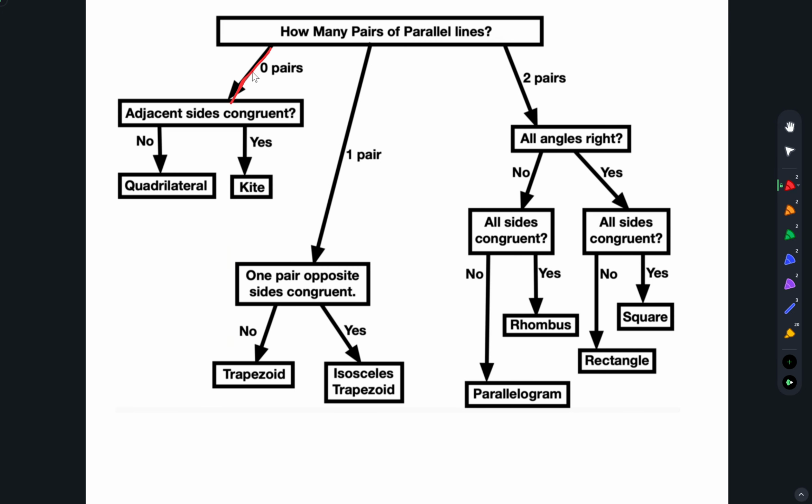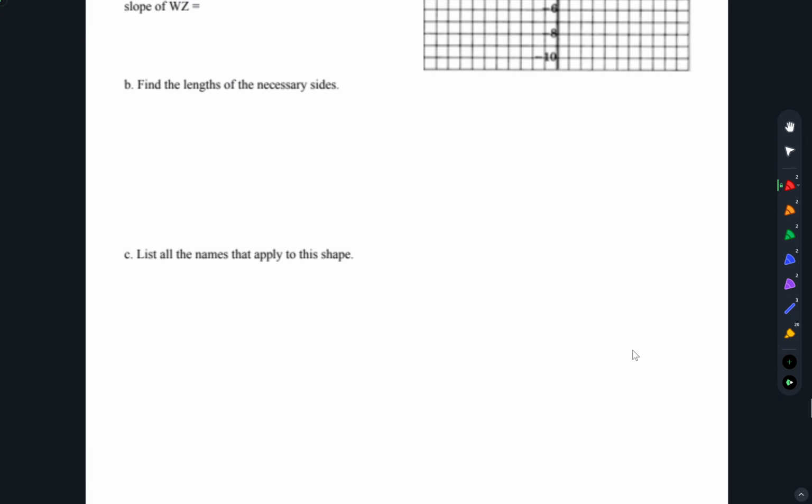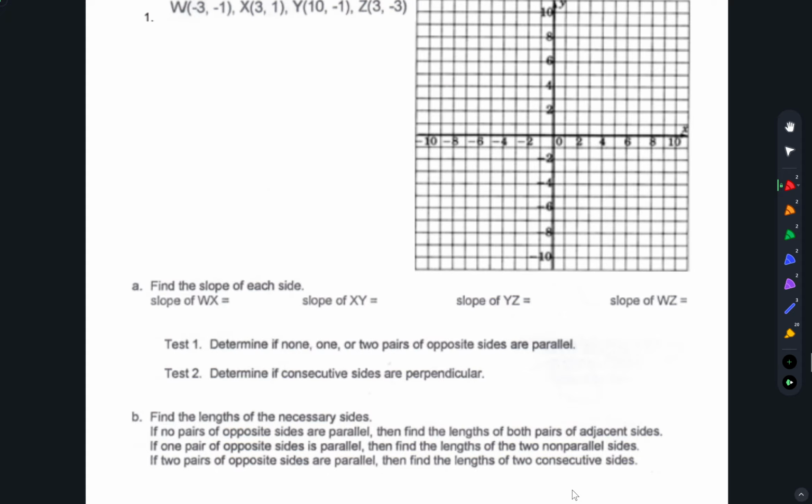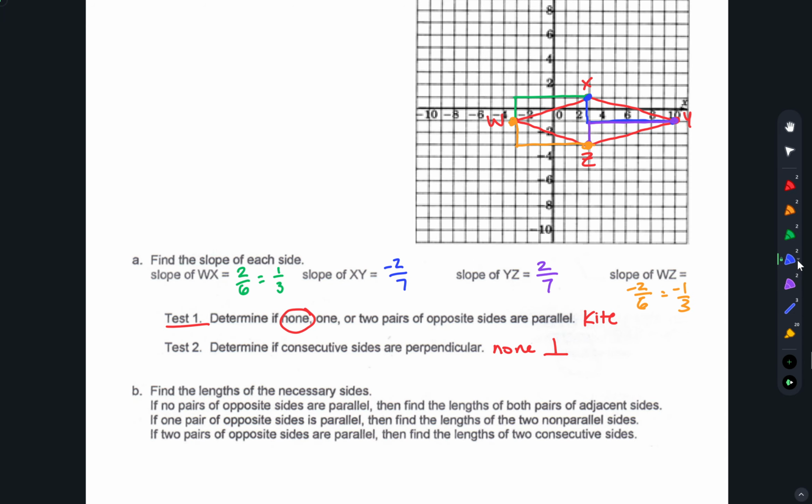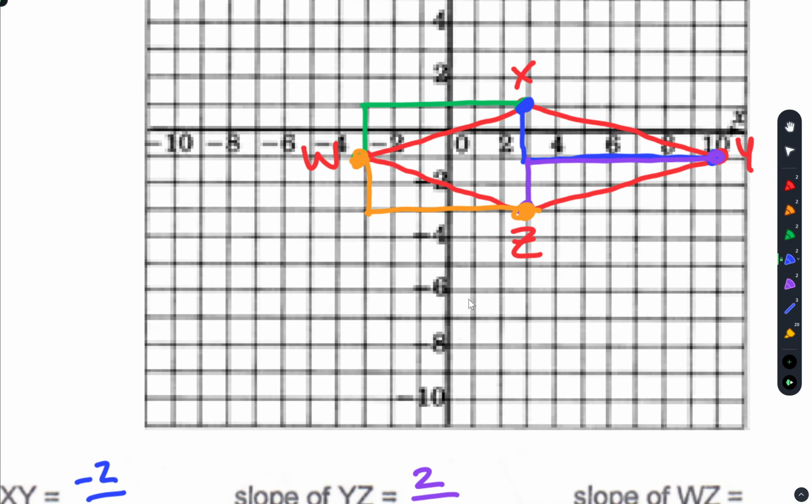If I know that I have 0 pairs of sides congruent, then I'm trying to figure out, okay, if the adjacent, aka consecutive sides are congruent, I have a kite. And if not, the most specific thing that we can say about this is that it's got 4 sides, it's a quadrilateral. So let's figure out if those sides are congruent, and if they are, then I get a kite.